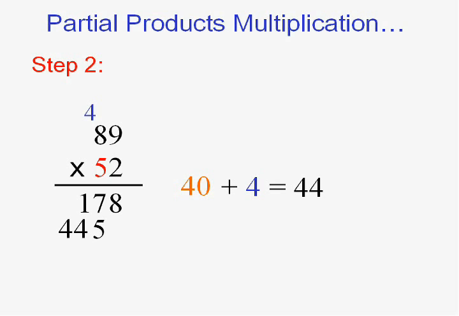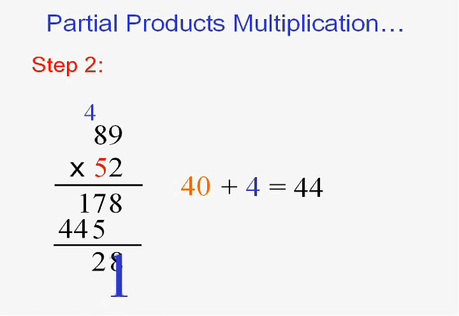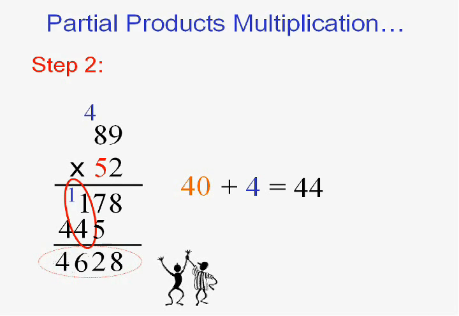Now, I have 2 parts of the answer, partial products. Let's add them together. 8 and nothing is 8. 7 and 5 is 12, so I write the 2, carry the 1. 1, 1, and 4 is 6, and then 4 and nothing is 4, and there's your answer. Not so bad because we do a little bit of it at a time.